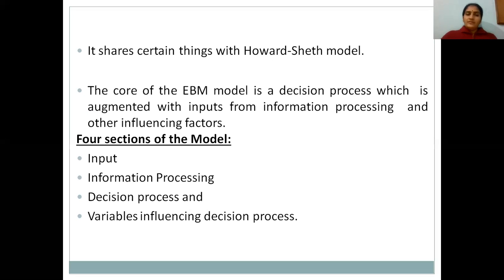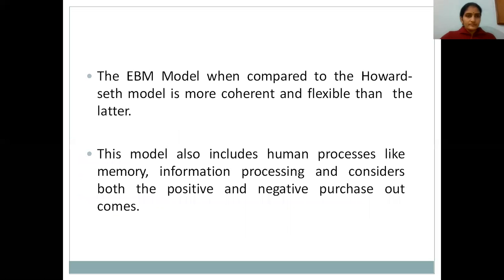Now, apart from this, the four sections of the model are: first the input, and then comes the information processing, the decision process, and the variables influencing the decision process. These are the four different sections under this model. The EBM model, when compared to the Howard-Sheth model, is more coherent and flexible than the latter. It is more flexible, and at the same time it is quite easy for a consumer to understand. So this is more coherent than the Howard-Sheth model.